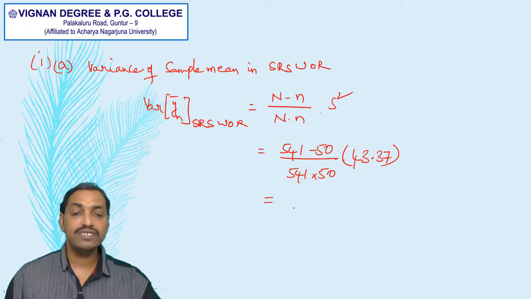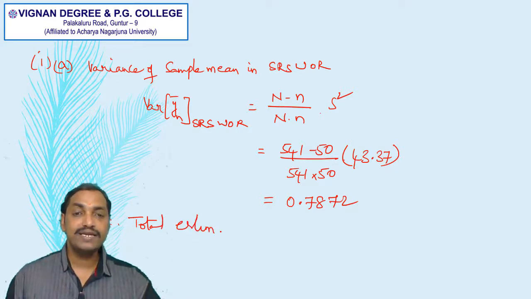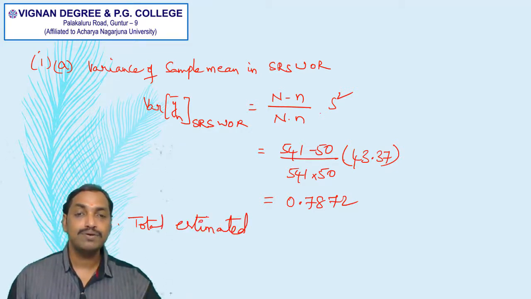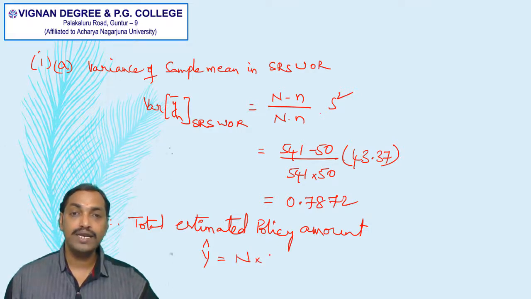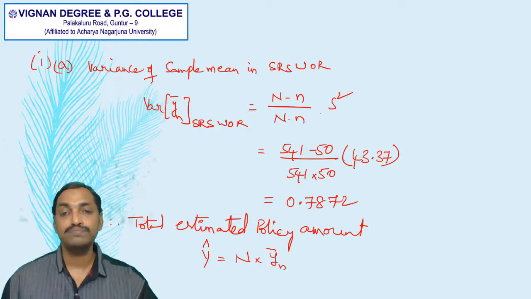So, on simplification we will get 0.7872. Therefore, the total estimated policy amount is denoted by capital Y cap, which is given by the formula capital N into Yn bar.